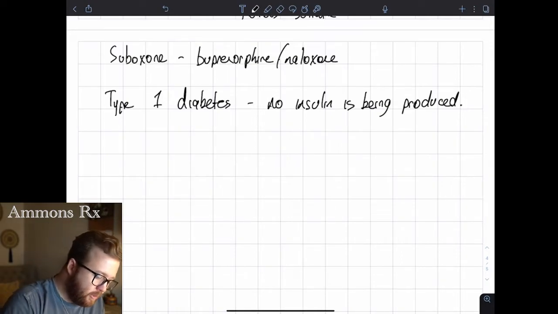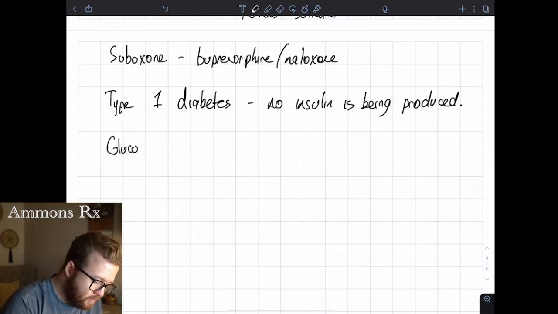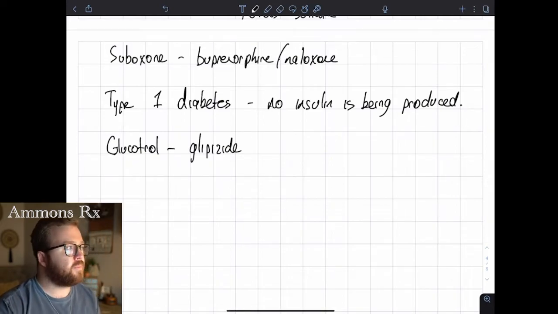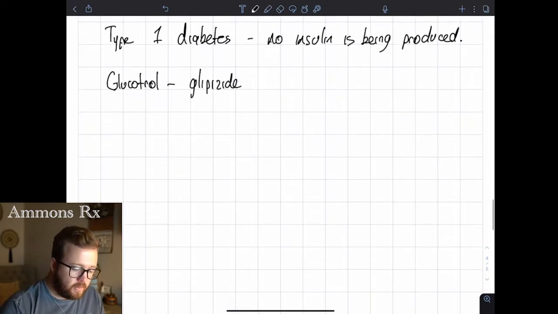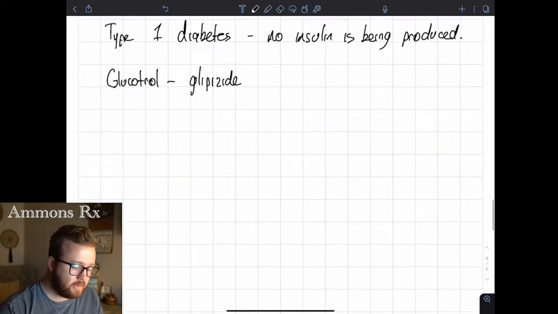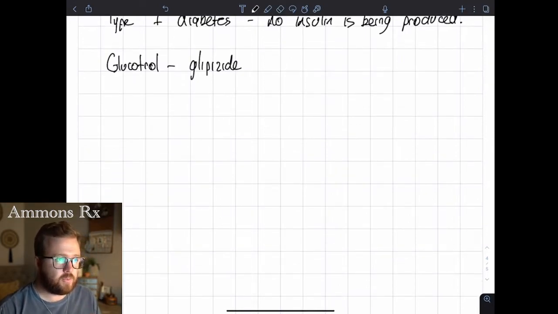The generic for Glucotrol is glipizide. Okay, this is something that you should just know. I hope that this is easy to memorize because it kind of just is off and it's weird.